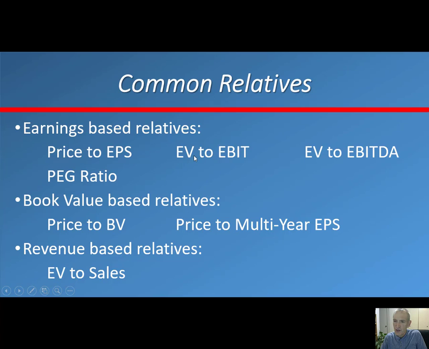So price to EBIT you kick out. Why? Because price is only for stockholders. EBIT is before interest expense, so it's for stockholders and bondholders, so you shouldn't do price to EBIT. It should only be EV, enterprise value, to EBIT.